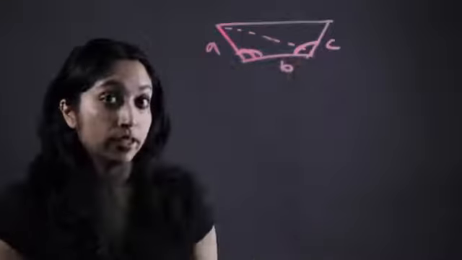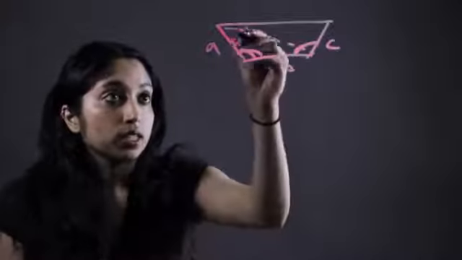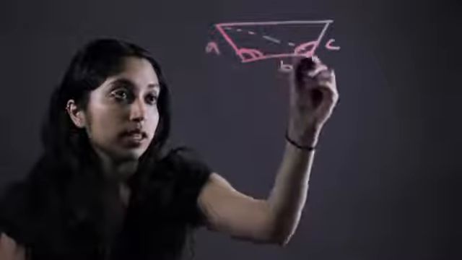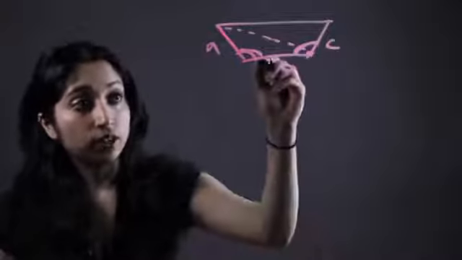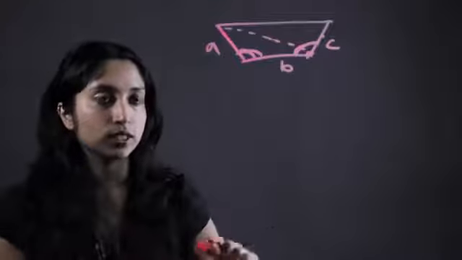Now, how do I find the area of this? The simplest way to do that is to divide it into 2 triangles, right here and right here, and find the area of the 2 triangles individually and just add them up. It's going to be much easier to do that.